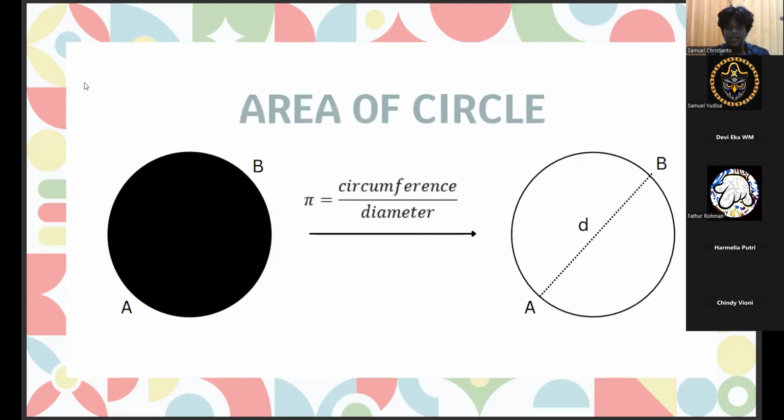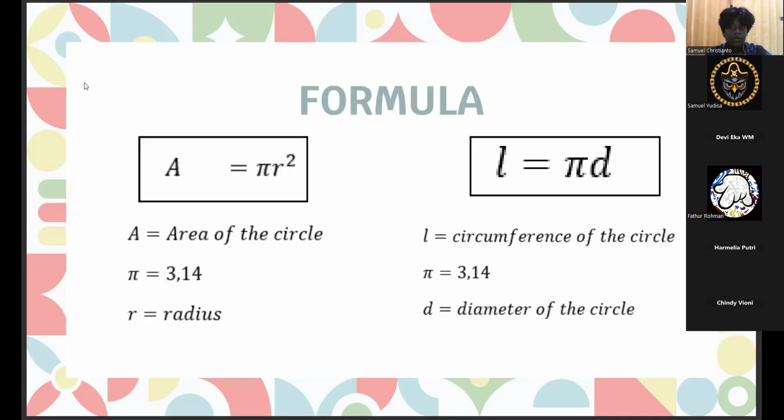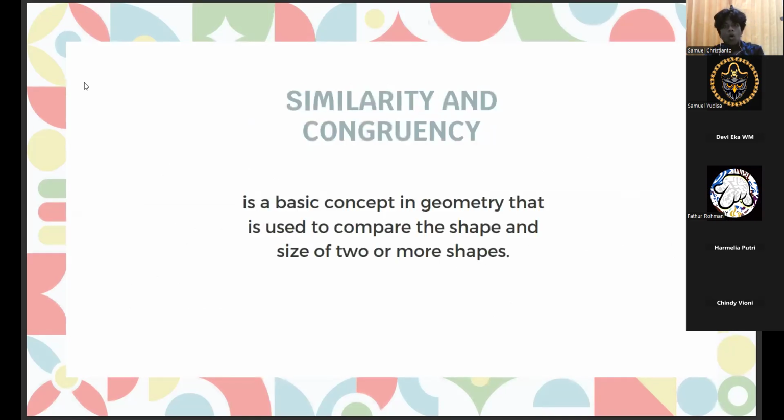Okay, so D is the diameter of the circle. It is the distance from A to B, and it goes through the center point of the circle. Let's say the circle has the center point C. So D is the line that goes through A, C, and B. Next slide. Okay, so these are the formulas for you to find the area and the circumference of the circle. Next.